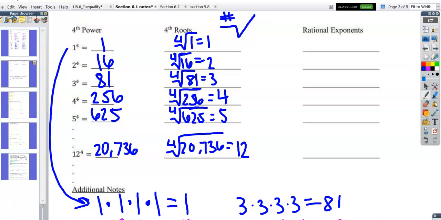This time 4 is the root we're taking, so the fraction, the denominator that we're going to write in the fraction exponent is 4. So the 4th root of 1 is the same as 1 to the 1/4 power. And for 16 to the 1/4, that's the same root as 4th root 16, and so forth. Everything that you're taking the 4th root of can be rewritten as to the 1/4 power.